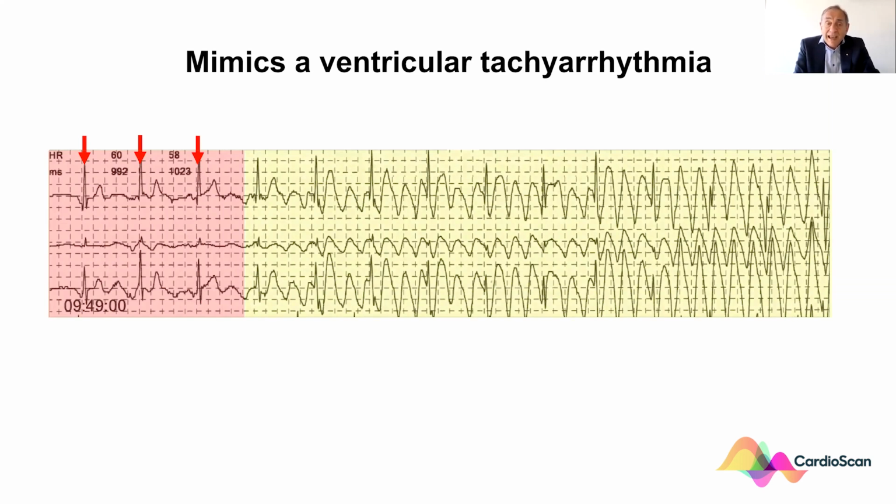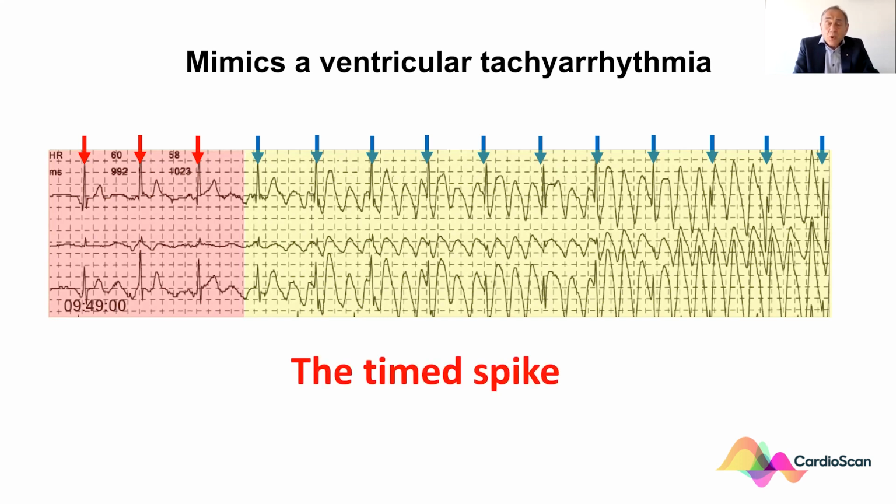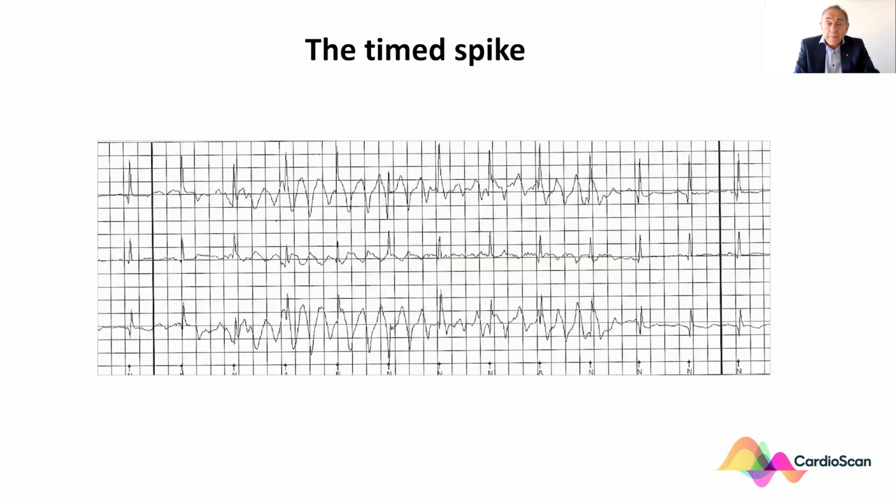But if you look carefully, you will see other QRS complexes which are in timing with the sinus complexes, and therefore this is all artifact. These so-called peaks are called the timed spike. And this is what one does when you try to determine, is this artifact or is this ventricular tachycardia? You have to look through the tracing and see if you can see QRS complexes.